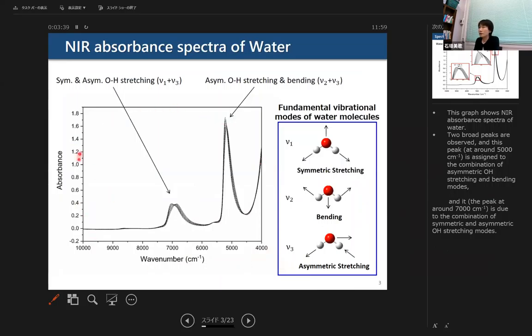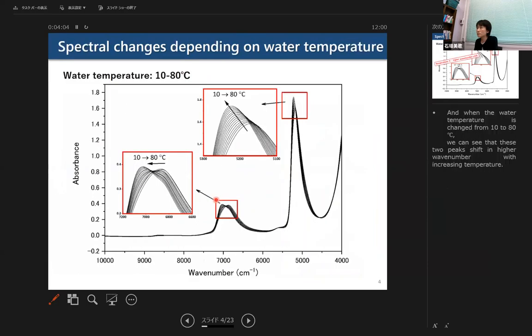This graph shows the NIR absorbance spectra of water, and we can see two broad peaks. This peak is assigned to the combination of asymmetric OH stretching and bending modes, and this one is due to the combination of asymmetric and symmetric OH stretching modes. When the water temperature is changed from 10 to 80 degrees centigrade, we can see that these two peaks shift to higher wave number with increasing temperature.